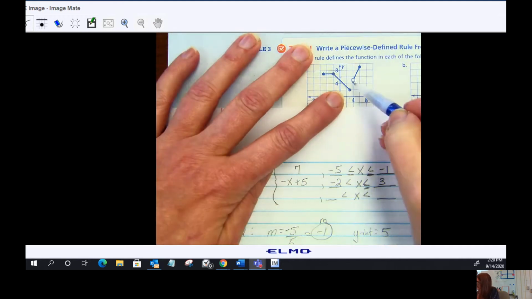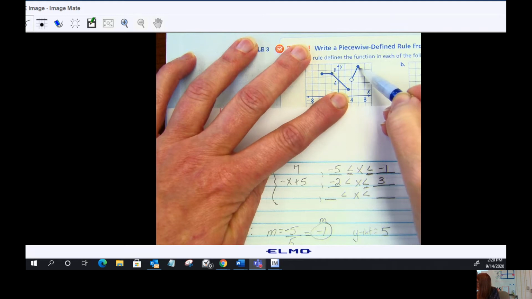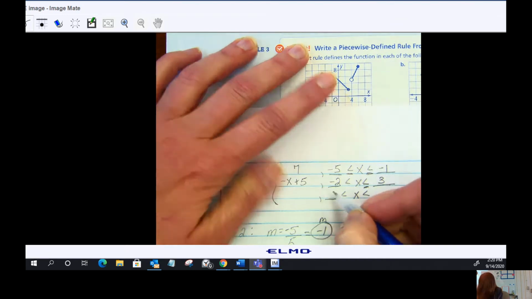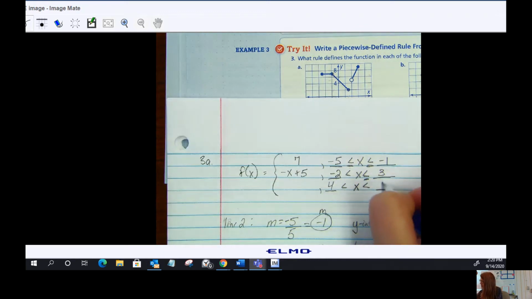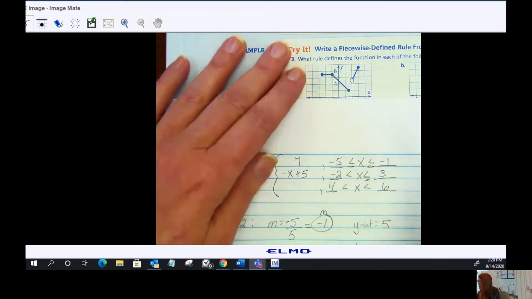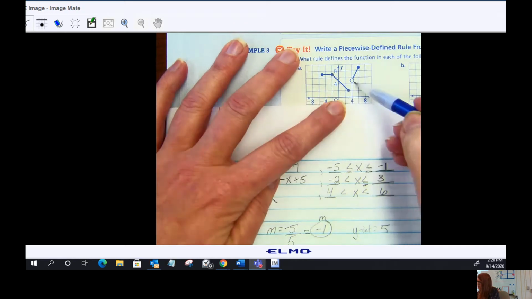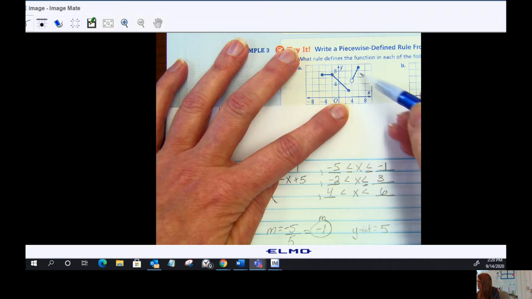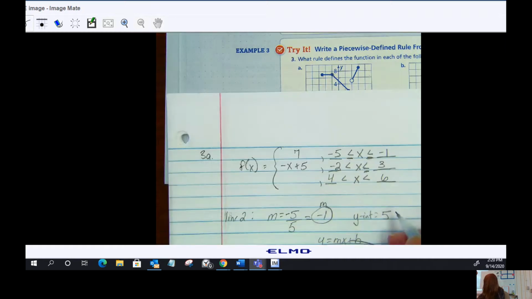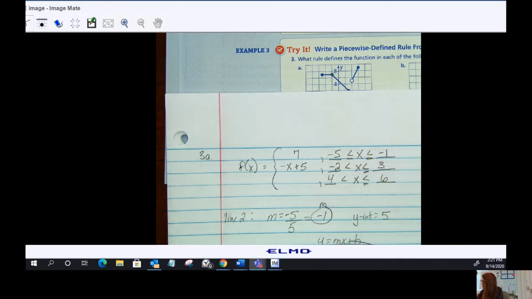And now let's look at the third segment, third little piece of the graph. So again, let's look at the x values. So here we start at x equals 4 and we end at x equals 6. So my x values are between 4 and 6. And right here at 4, it is an open dot, so it's just a less than. But then at 6, it is a closed dot, so it is a less than or equal to.